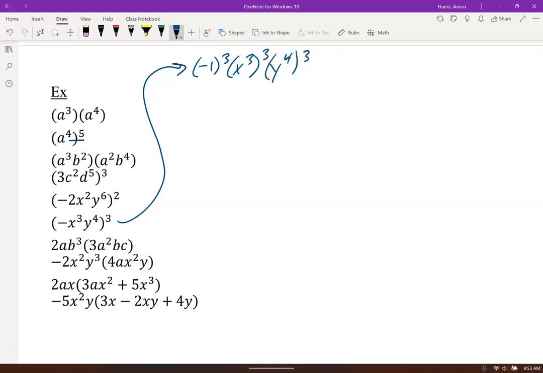Well, negative 1 times negative 1 times negative 1 is negative 1. X to the 3rd to the 3rd is x to the 9th. Y to the 4th to the 3rd is y to the 12th. So negative 1, x to the 9th, y to the 12th. Do this one here.